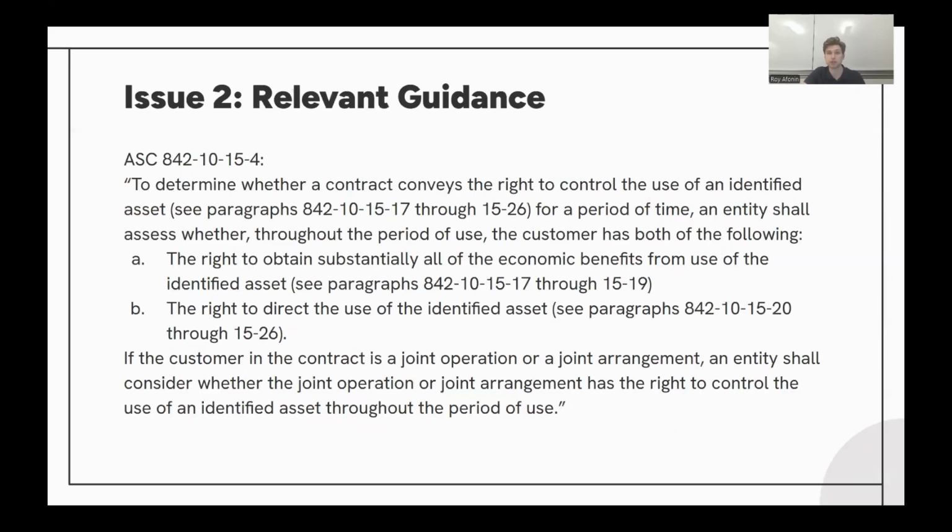And so for issue two, here's relevant guidance 842.10.15.4. And for this one, this is to convey the right to control the use of an identified asset. First, we need to see if we have the right to obtain all the economic benefits from the use of the identified asset and the right to direct the use of the identified asset.